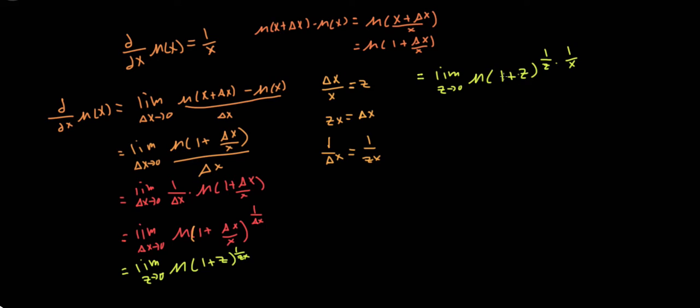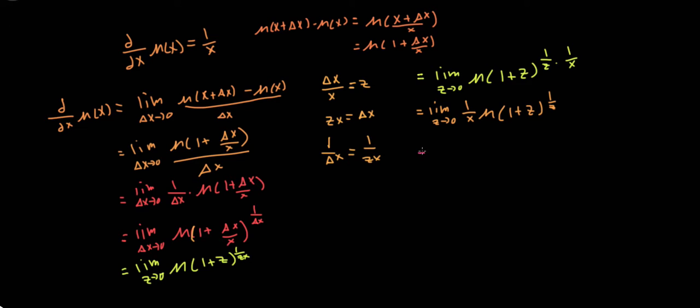Now we're going to reverse the laws of exponents, and we're going to take out 1 over x and put it as a coefficient. So let's do that. So now we have the limit as z approaches 0 of 1 over x times the natural log of 1 plus z to the power 1 over z. And since the only thing that is getting affected in this equation is the z's, what we can do is put the limit inside, because that's all that matters in this case. So let's go ahead and do that.